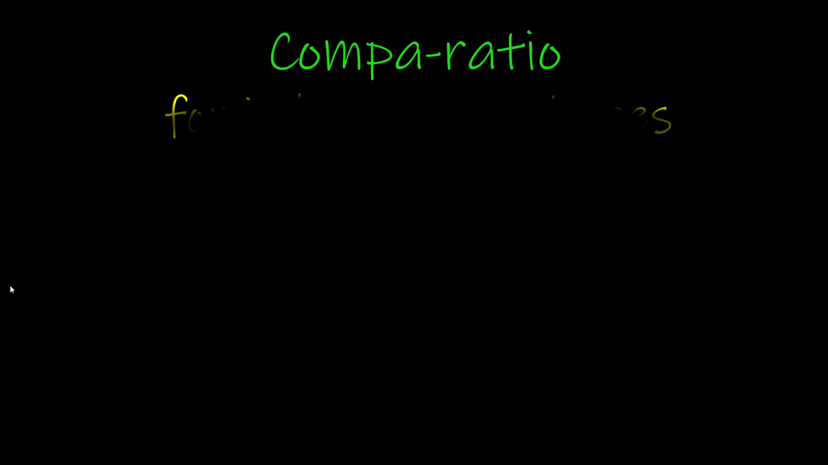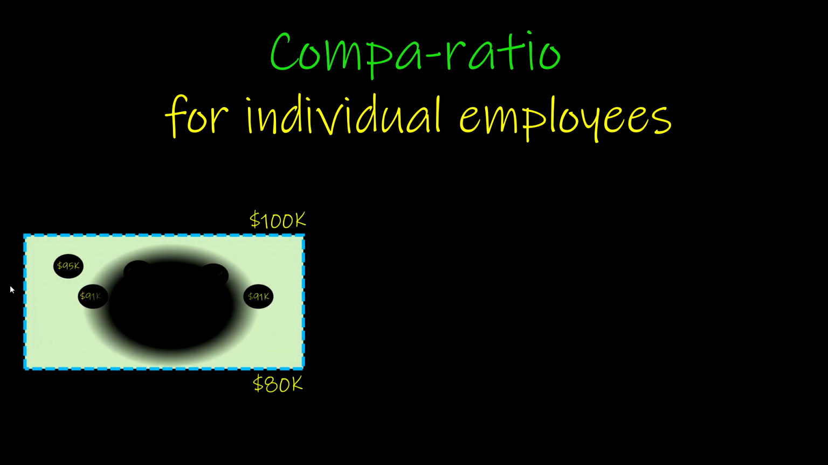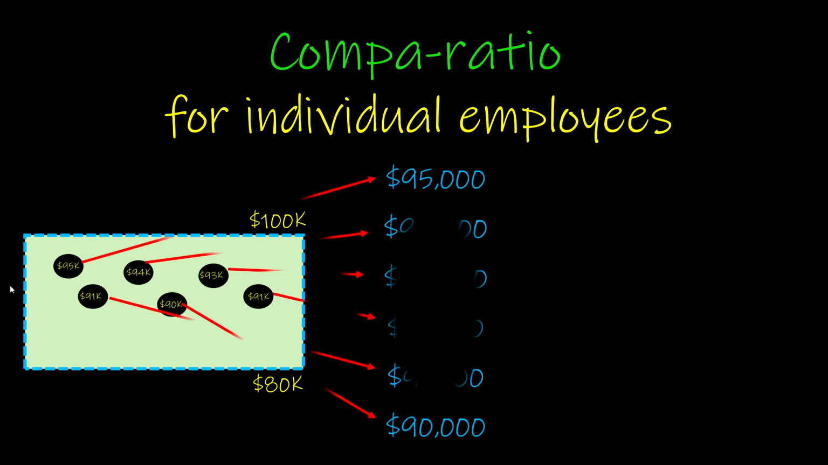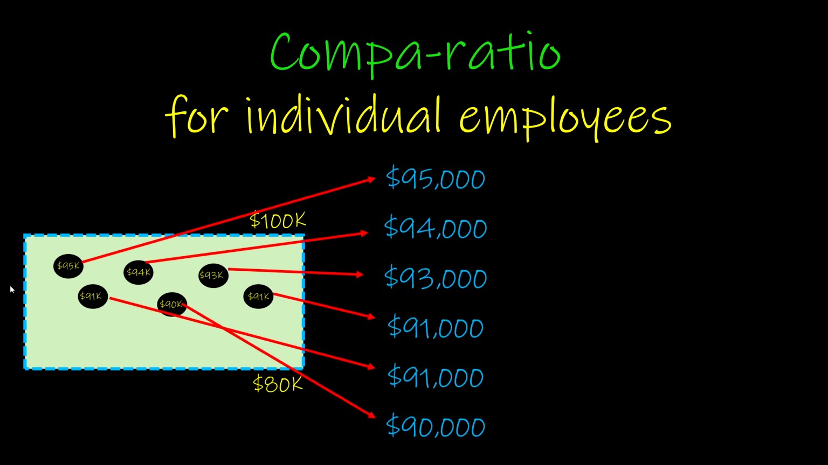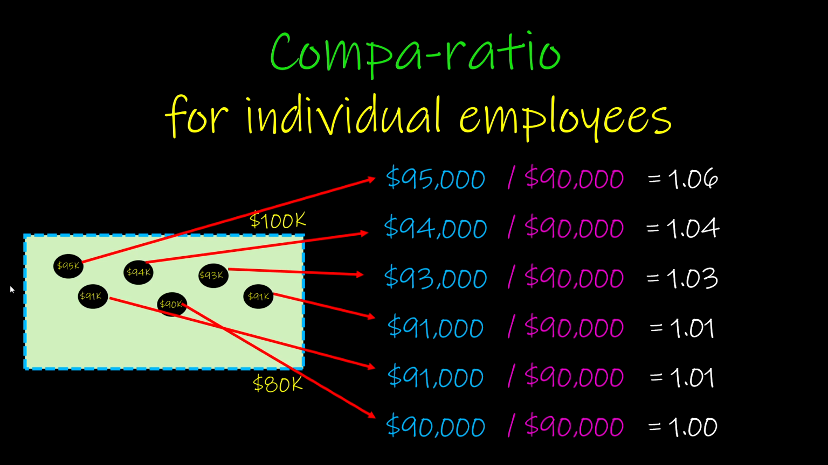Okay, now we can also look at compa ratios for individual employees. If we do this, and we're going to go back to our grade 4 pay, what we do is we take our employees' pay and we list it out, and we divide each employee's pay by that midpoint of the range. And what you'll see here is that we have compa ratios that range from 1 all the way down at the bottom here up to 1.06.